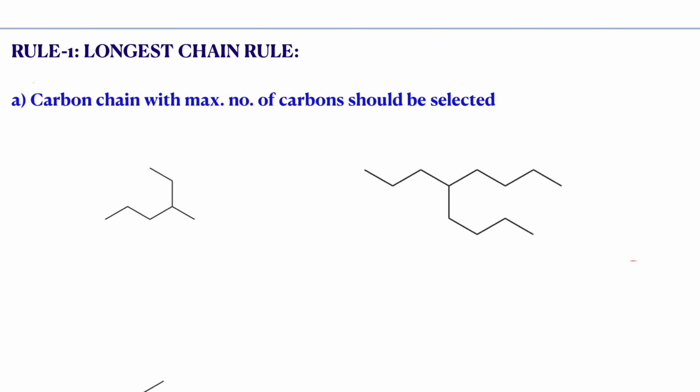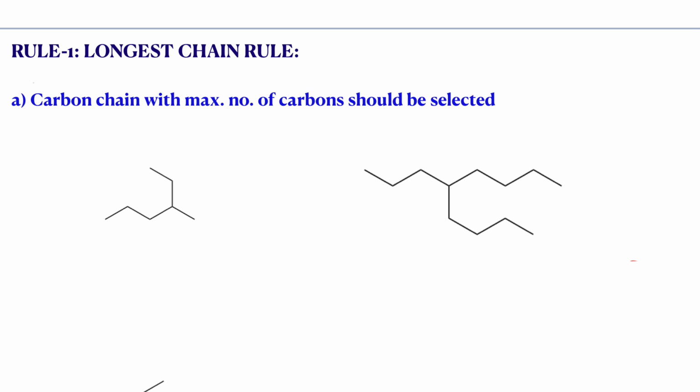In this video, I am going to discuss IUPAC nomenclature rules. There are various rules. All those rules are again further divided into sub rules. Let us take the first rule, that is the longest chain rule. So what is meant by longest chain? How to select the longest chain? There are four sub rules in this.